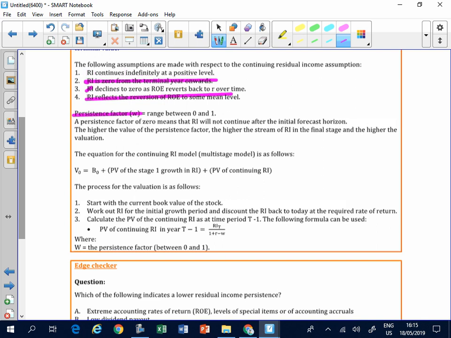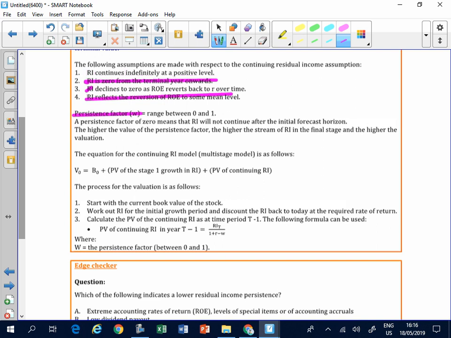If the persistence factor is 1, it means that these guys can keep on generating ROEs above the R. If the persistence factor is 0, it means that the competitive advantage is going to be completely eroded away. It could mean that. But what tends to happen is if the R is very high, it's got more to do with the risk of the asset. Okay.